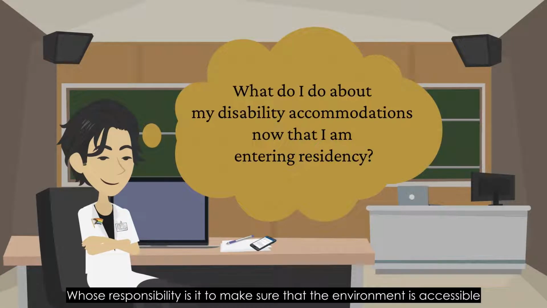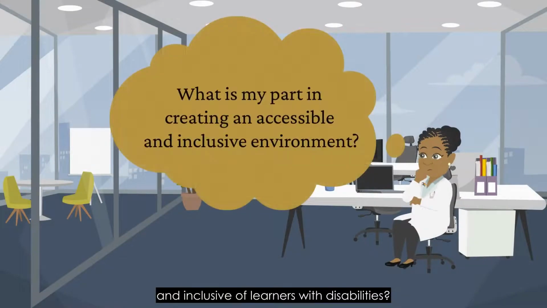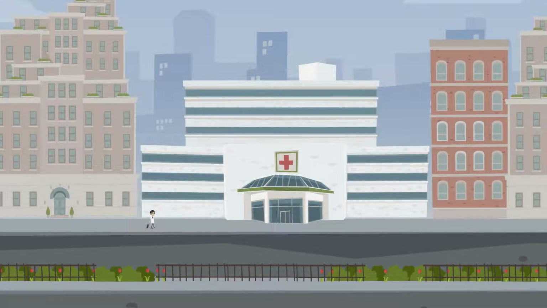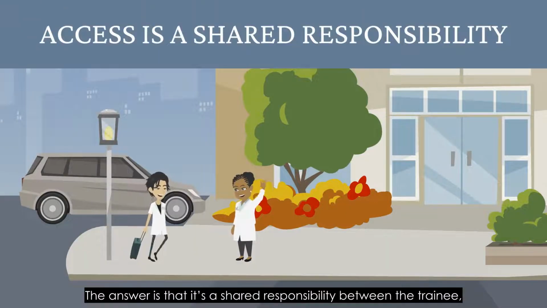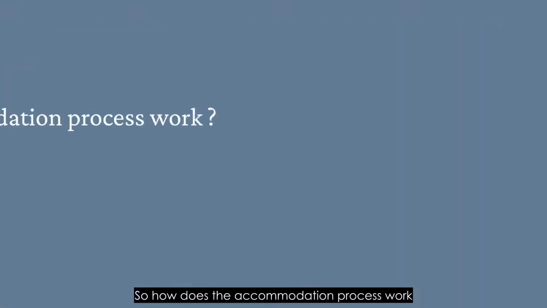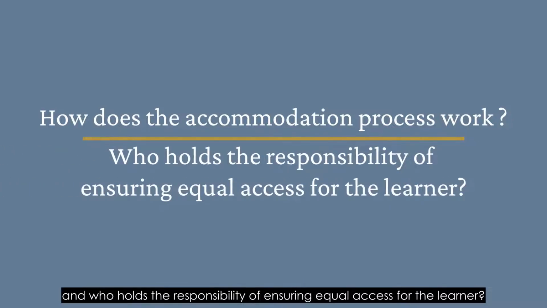Whose responsibility is it to make sure that the environment is accessible and inclusive of learners with disabilities? The answer is that it's a shared responsibility between the trainee, the institution, and the training program. So, how does the accommodation process work, and who holds the responsibility of ensuring equal access for the learner?